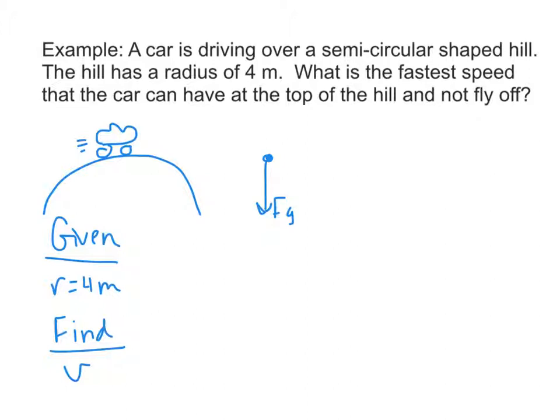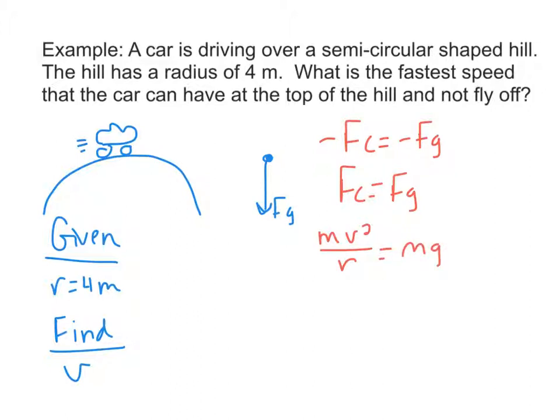Our centripetal force from this force diagram is equal to top minus bottom, so negative Fg. If you recall, anytime you're at the top of the hill, you have to make sure that the centripetal force is negative. In this case, it cancels out, so your centripetal force is just equal to the weight. We know that centripetal force is equal to mv squared over the radius, and we know that the weight is equal to mg. You don't need mass because right here, mass goes away. So v squared over r is equal to g. V squared equals rg. So the maximum speed is equal to the square root of rg.